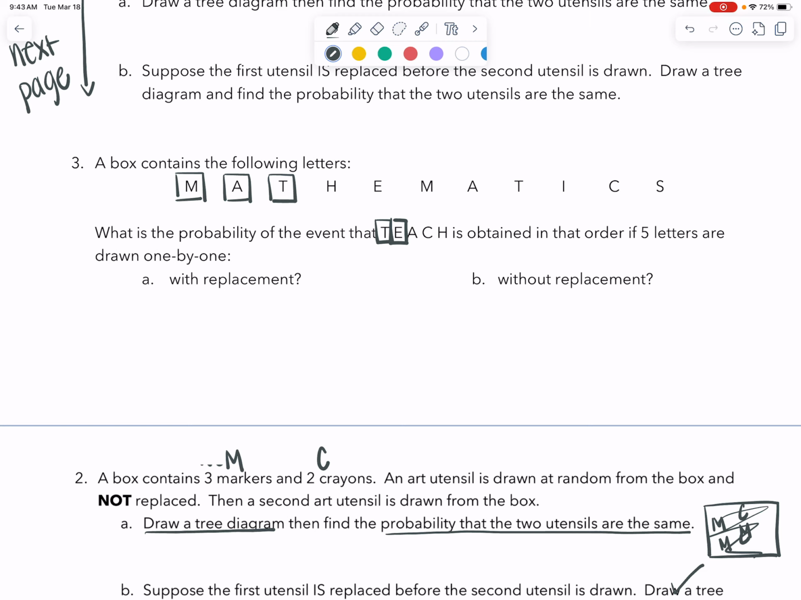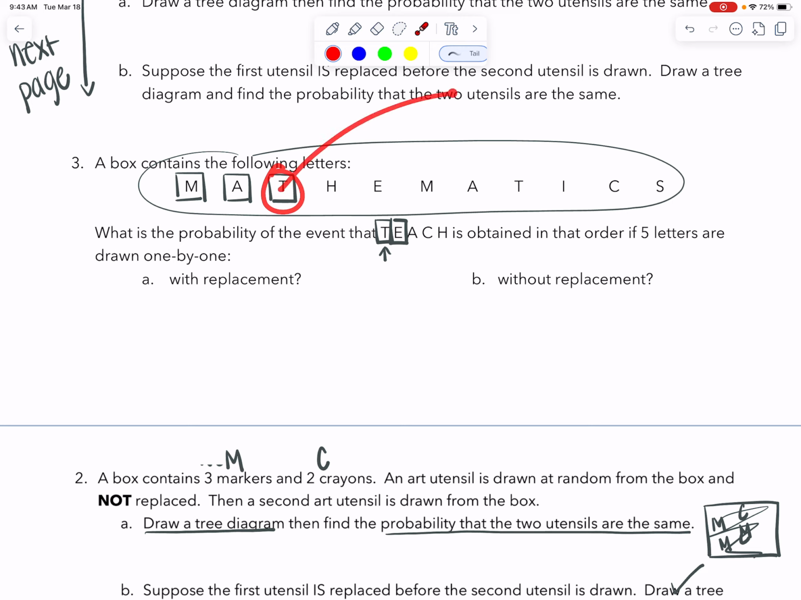So these letters are all in a bag or box or whatever. I stick my hand in, I pull one out. What is the probability that that's a T? And then I stick my hand in, I pull one out. What's the probability that it's an E, etc., etc. So the first scenario is with replacement, meaning I take a letter out, I look at it, and then I put it right back in.